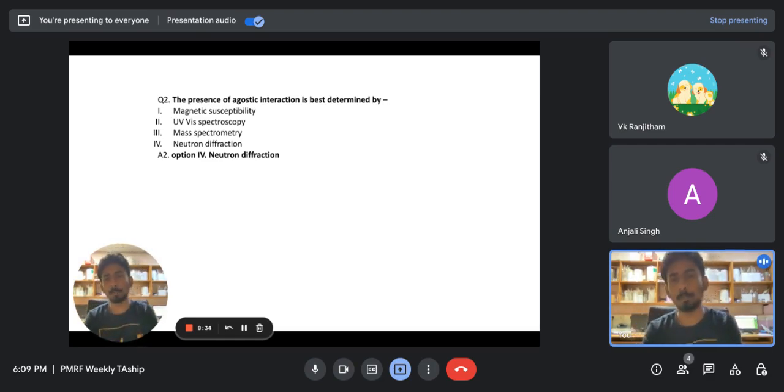The first option is magnetic susceptibility. The second option is UV-visible spectroscopy, the third is mass spectrometry, or the fourth, neutron diffraction. So the correct option is option 4, that is the neutron diffraction. Before getting into the details of how neutron diffraction works, you have to know what you mean by agostic interaction.